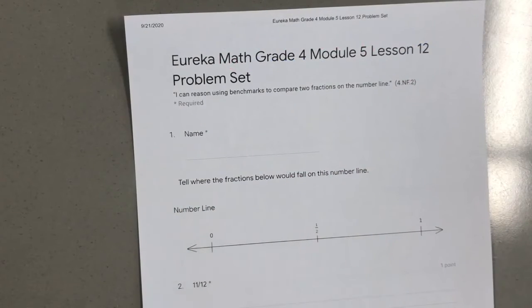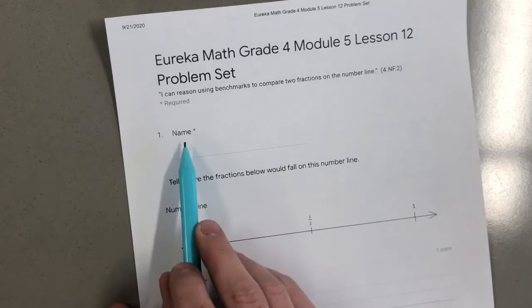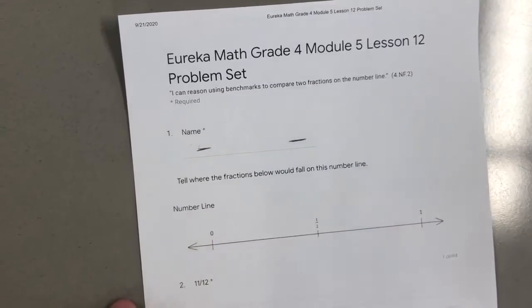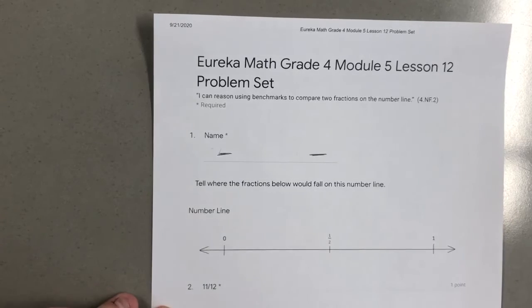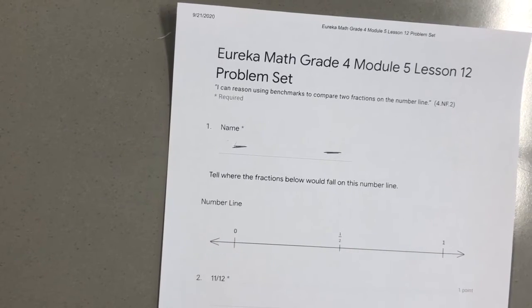So now we're going to move on to our problem set. As always, I'm going to do the first one with you, and then you're going to have to do the rest on your own. And the first thing you always do is you put your name in. You put both your first and your last name. This way your teachers know exactly who did the work. All right, let's jump in.